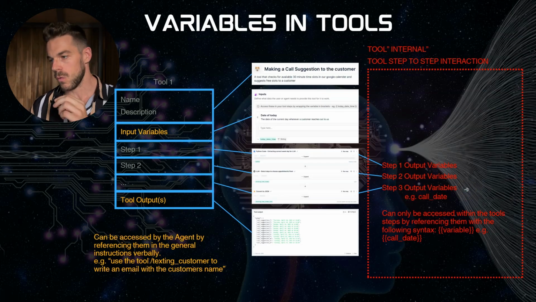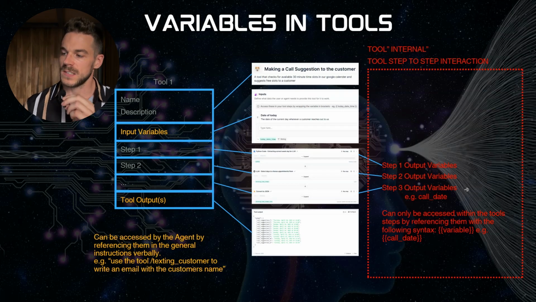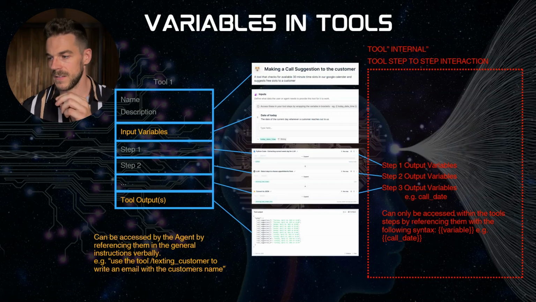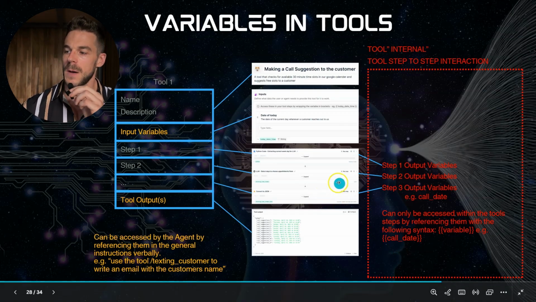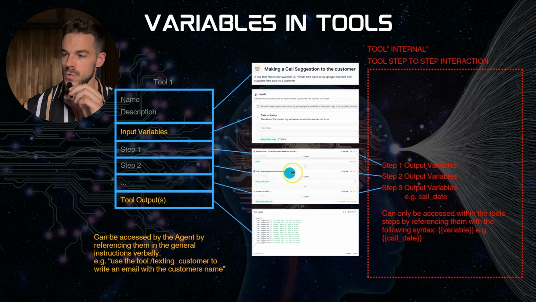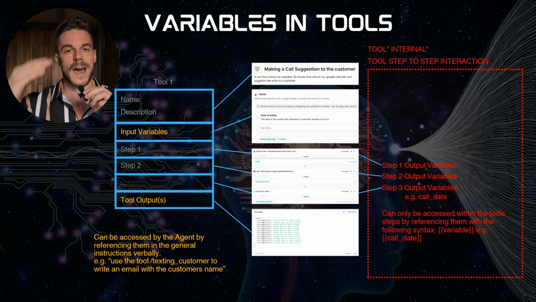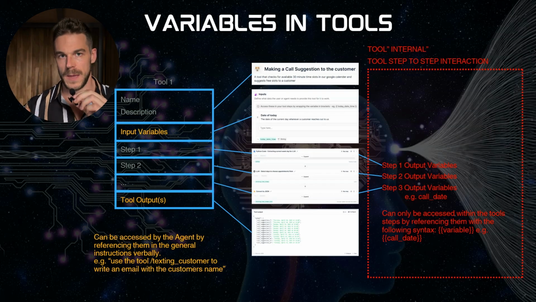And these variables can only be accessed within the tool's steps by referencing them with the following syntax: these double brackets and within them the name of the variable. For example, double bracket, these nice round brackets, call date. And then we can, for example, reference the output of step number 2 in step number 3. And with that syntax, and a syntax is a way of writing something, we can move our variables through our tool and use, for example, the output of the first step again in the third step, and so on. Later you will fully understand how this functions when we have a closer look at real examples.